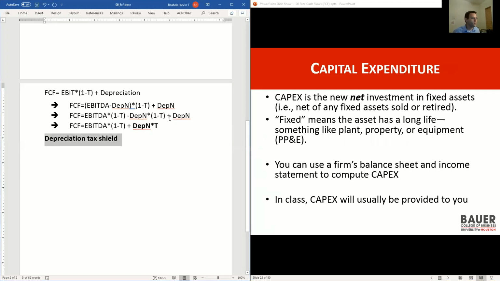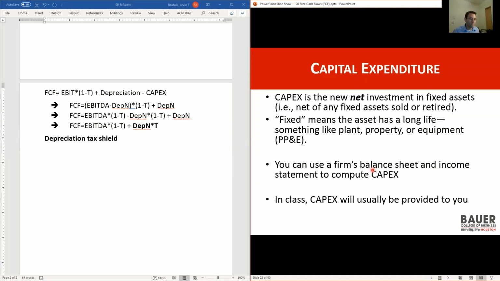All right. Now we're going to move to the third ingredient in our free cash flow equation. We're going to subtract off capital expenditure. Shorthand is CAPX. Now this is the new investment that you're making in fixed assets. So fixed assets are the opposite of the current assets. Current assets are short-term stuff. Fixed assets are long-term things. So again, plant, property, equipment is the quintessential example here.